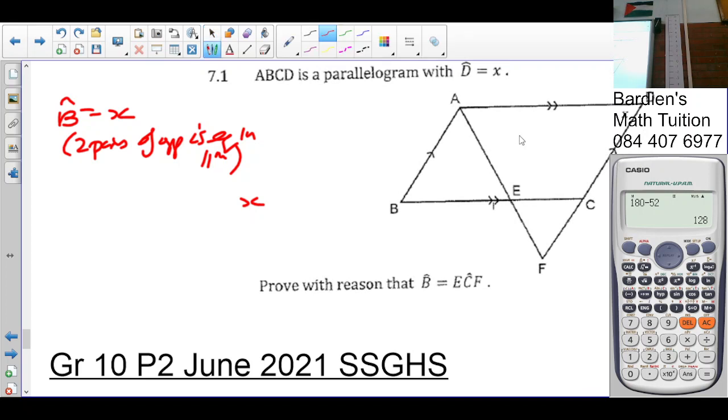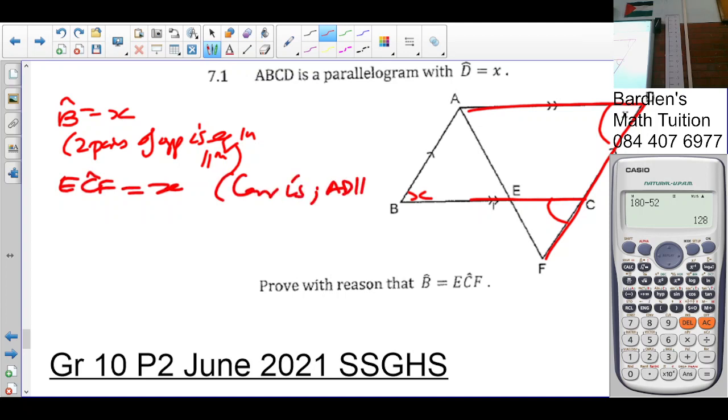Corresponding, there we are. As he says, it's corresponding here. That angle is equal to that angle. So ECF is also equal to X. We say it's corresponding angles with AD being parallel to BC. So therefore, angle B is equal to ECF, which is equal to X.